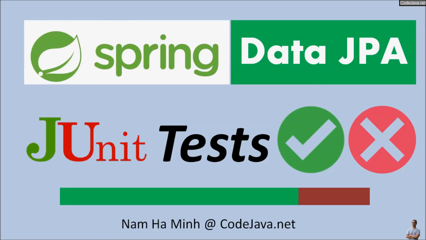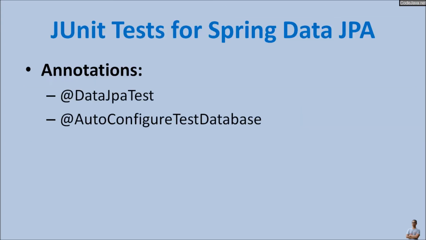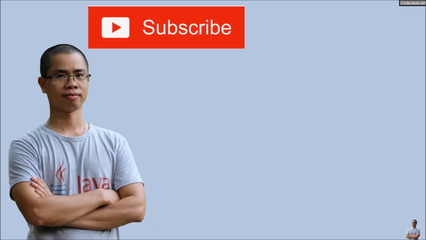Okay, that's good. So far you have learned how to write a unit test for a Spring Boot project with Spring Data JPA, Hibernate and MySQL database. You've learned how to use the following annotations: DataJpaTest, AutoConfigureTestDatabase, Rollback, and TestMethodOrder and Order. I hope you have found this video tutorial helpful.